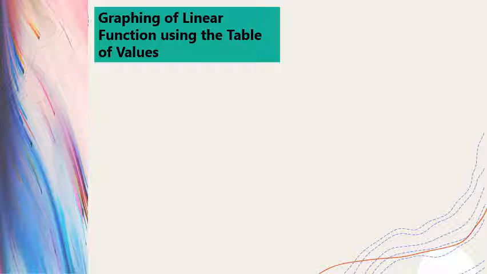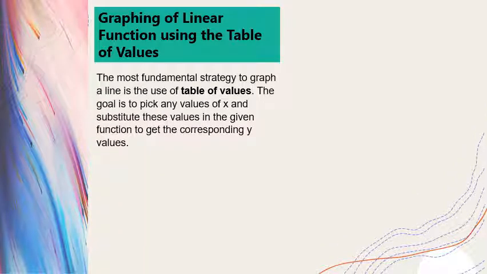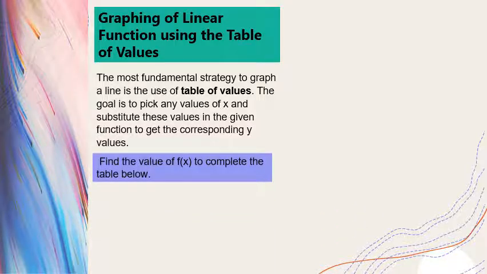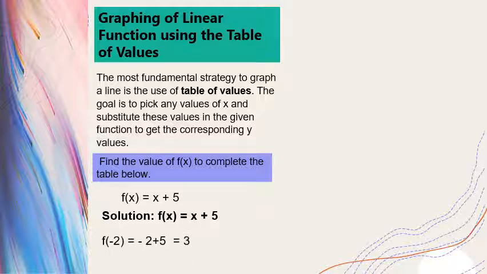Now let's go first to using the table of values. The most fundamental strategy to graph a line is the use of a table of values. The goal is to pick any values of x and substitute these values in the given function to get the corresponding y values. So we're going to find the value of f of x, or we can say y, that's the range, to complete the table below. The given is x plus 5. So the solution is, again, we're going to substitute the value of x.